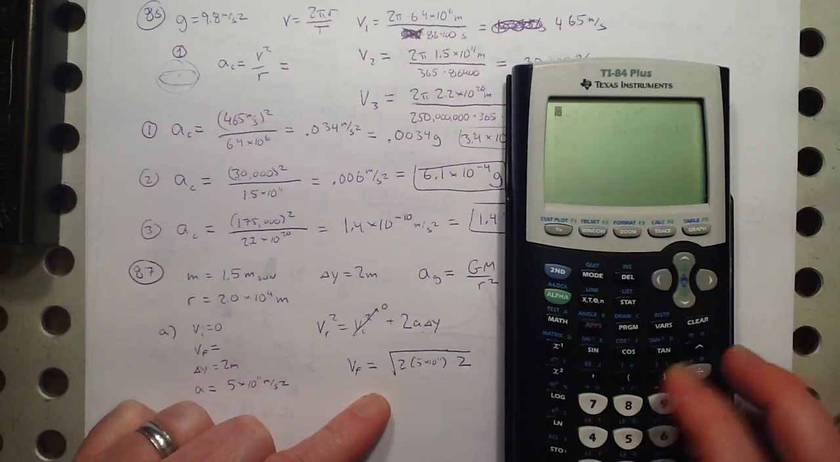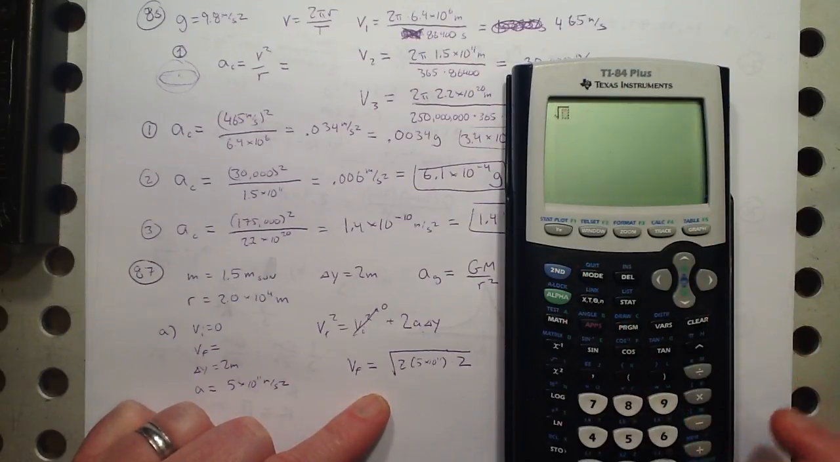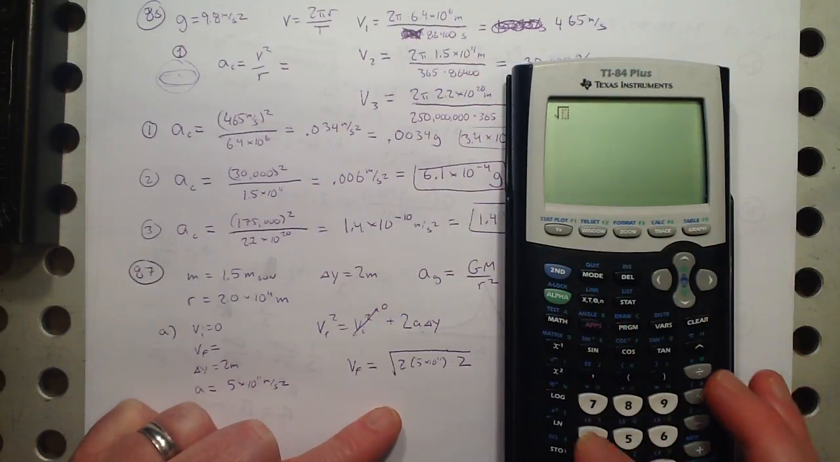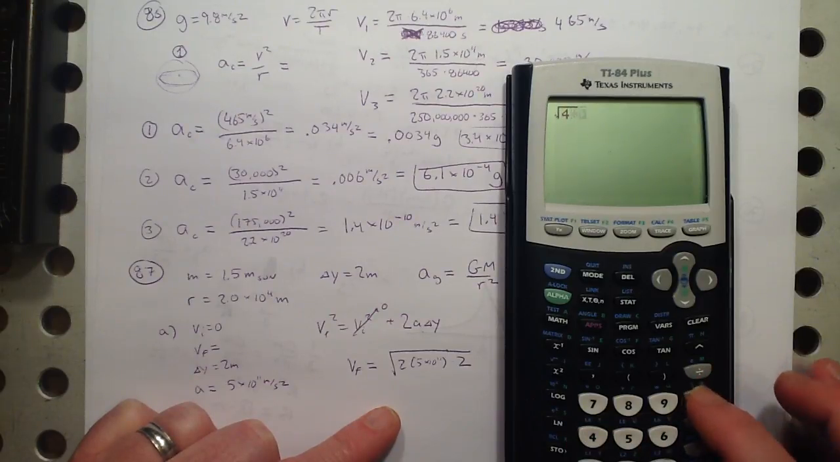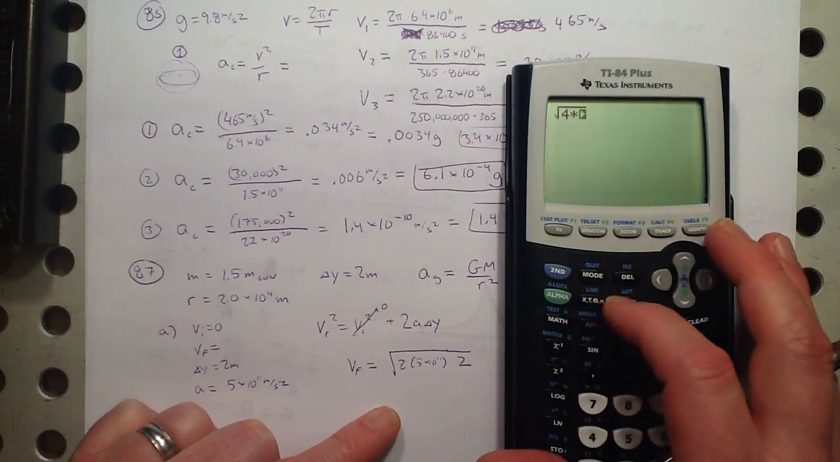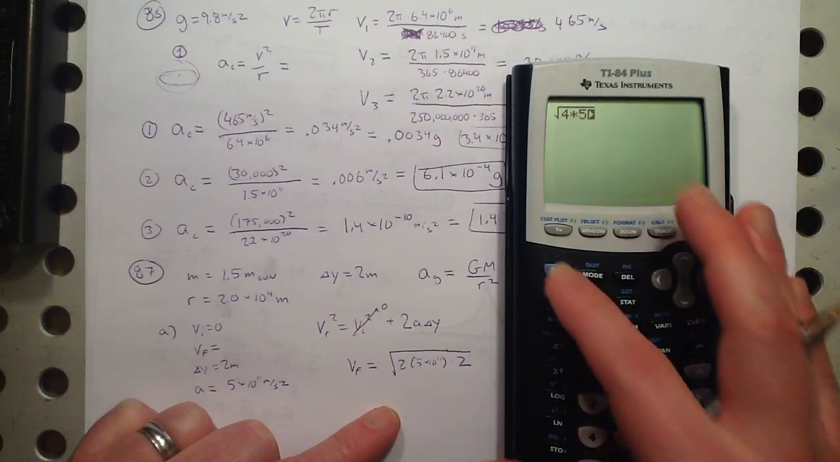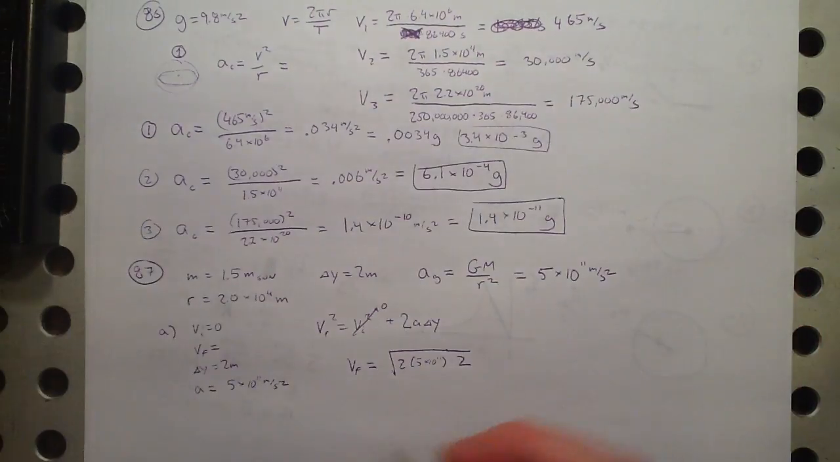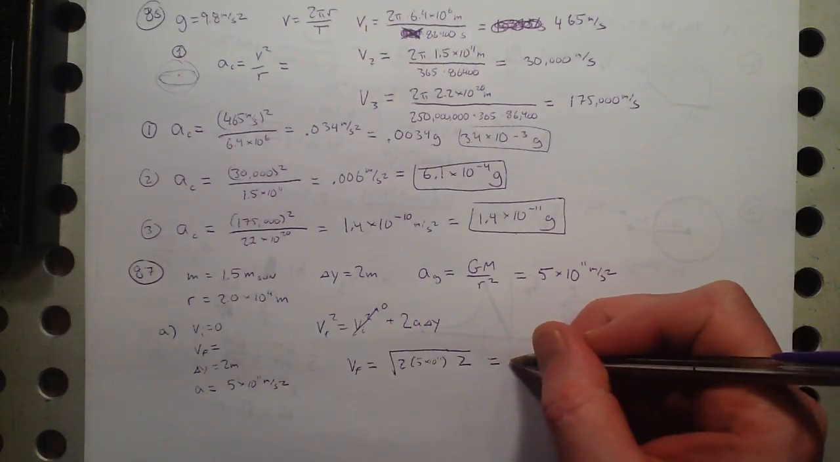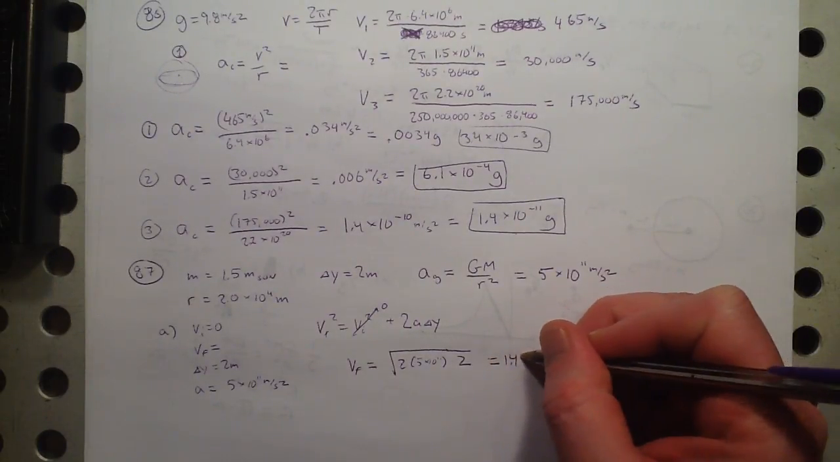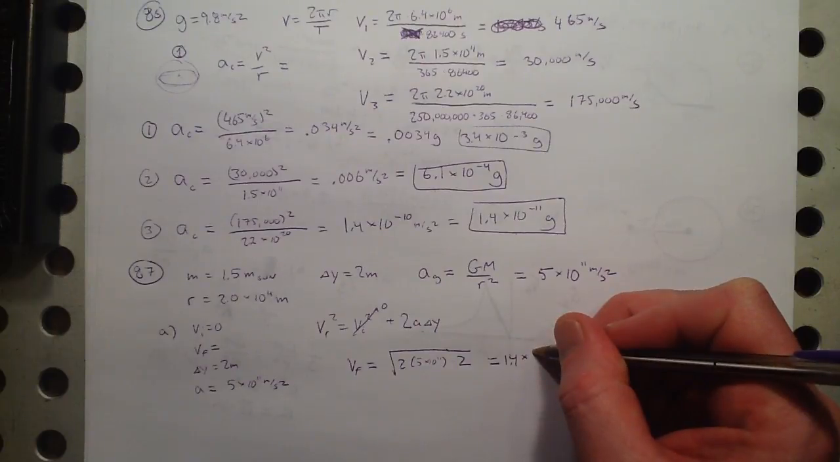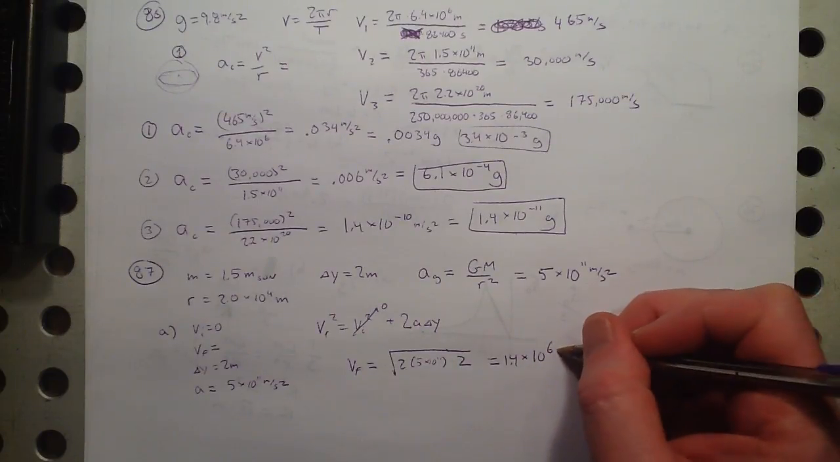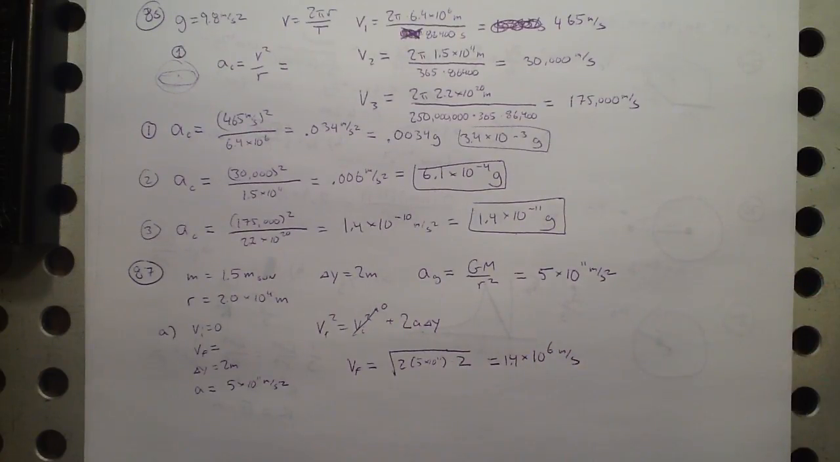So the root of 2 times 2 is 4 most of the time, times 5 times 10 to the 11th. So it'd be going about 1.4 times 10 to the 6th meters per second. Pretty fast.